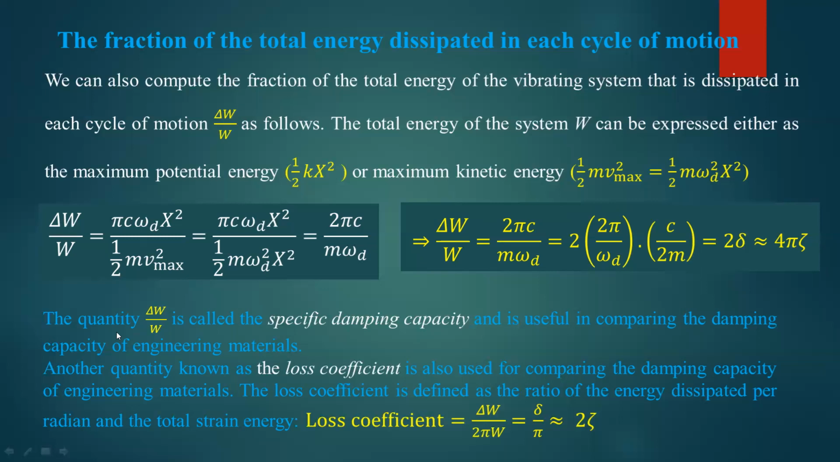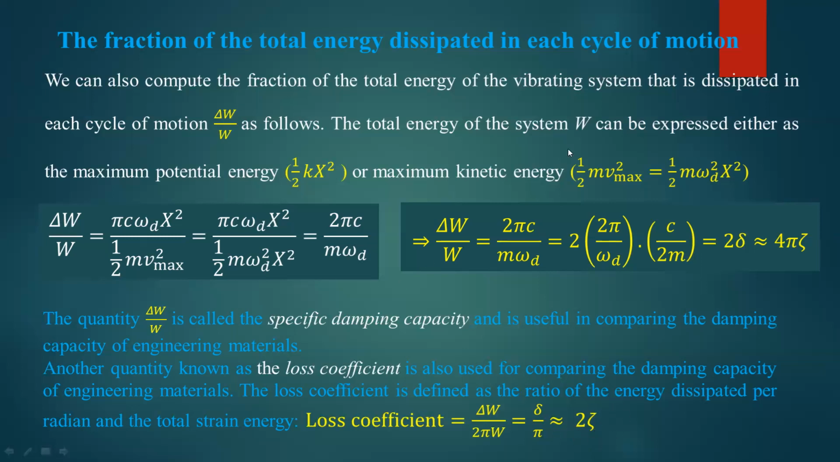The equation delta W over W is called the specific damping capacity, and it is useful in comparing the damping capacity of engineering materials. Various engineering materials have various specific damping capacities. So whenever we are selecting a material, we have to select a material with an appropriate specific damping capacity. Another quantity, the loss coefficient, is also used for comparing the damping capacity of engineering materials.